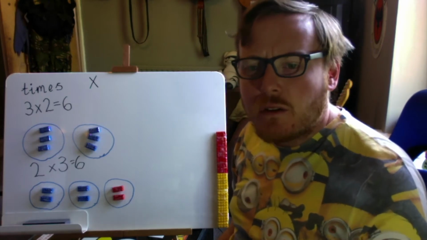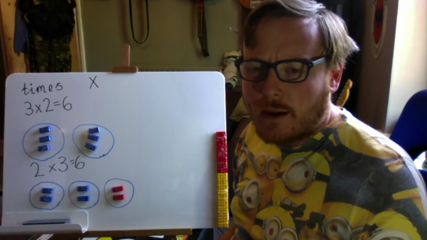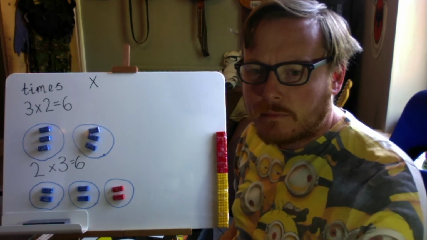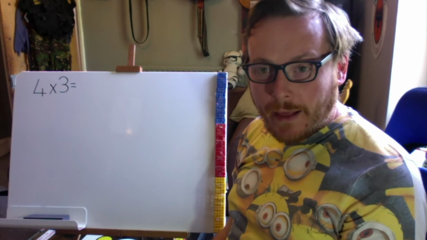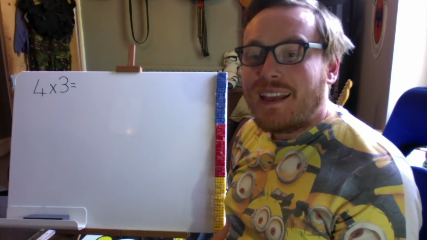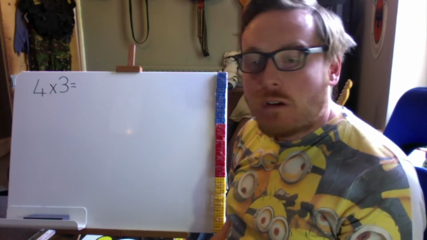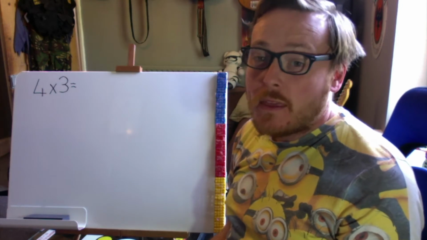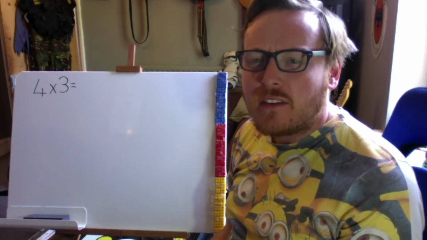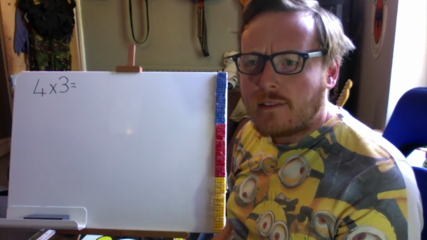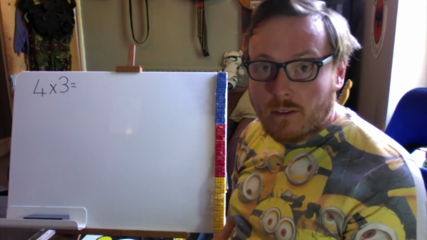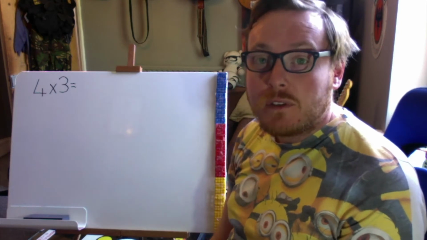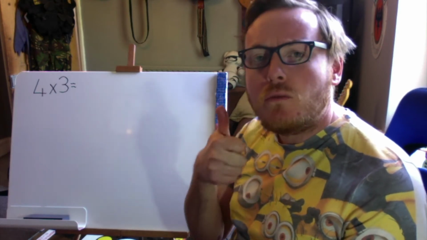Okay, now I'm going to show you the other way that we can do our timeses. The method that I've just showed you is called grouping. This method is called making arrays. Either of them will work. In fact, you could do one and then the other to check your answer and see if you're right. It's a good way, again, of just checking that you're right. When you do these number sentences, it's a good idea to do them more than once. Maybe do them 2 times. If you get the same answer, you know that you're right.